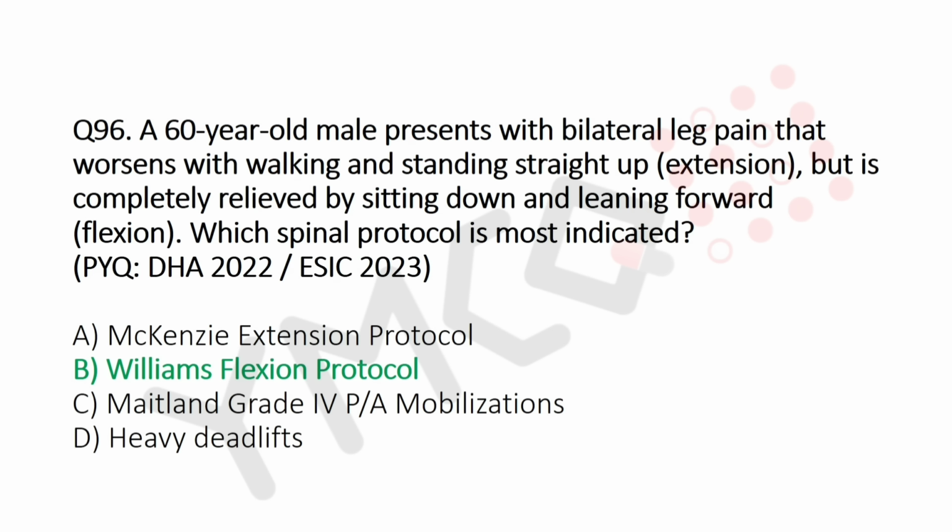This patient has classic lumbar spinal stenosis. Their spinal canal is too tight. Bending forward opens up the spine and relieves the nerve pressure. Therefore, you treat them with a Williams flexion bias protocol. Okay. Now let's move to question number 97.